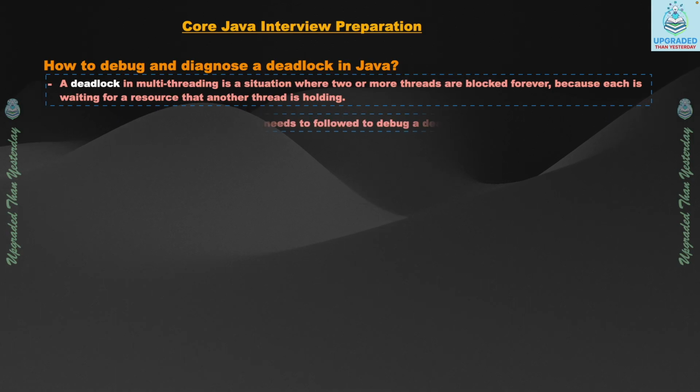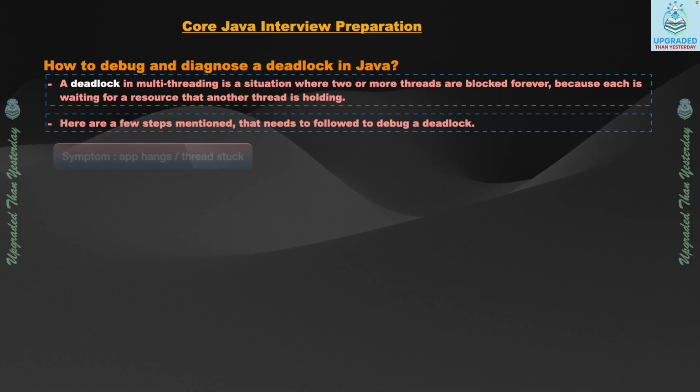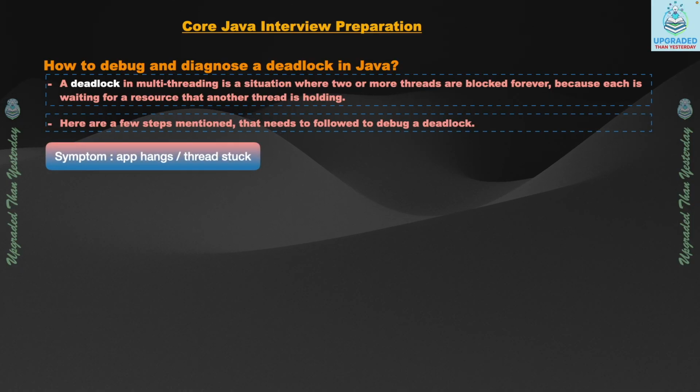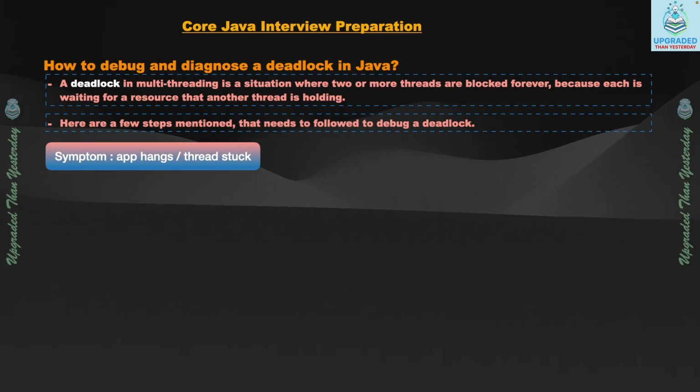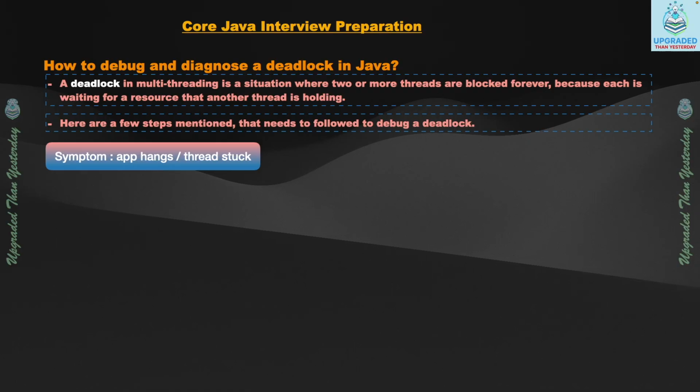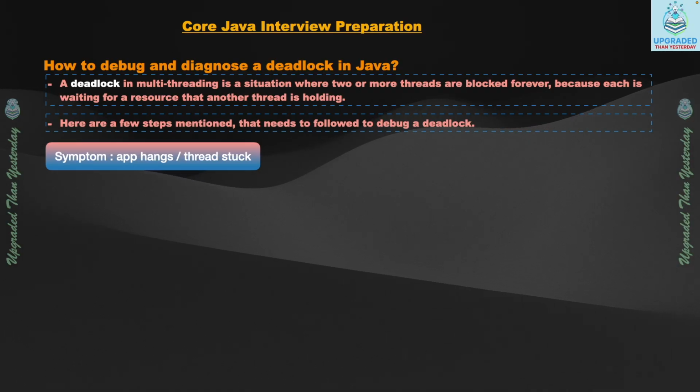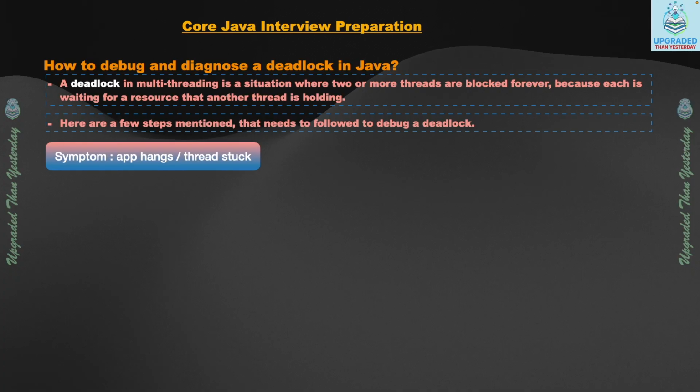Let's understand the steps to be followed to debug, diagnose and fix a deadlock. The initial step will be, first need to get the confirmation from the application log whether the application is hanging or not responding, or the thread is stuck or not progressing. If the application is showing these symptoms, then the application is in deadlock. If it is confirmed that the application is in deadlock, then follow these steps.